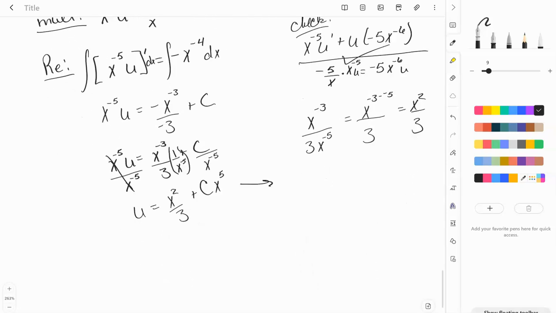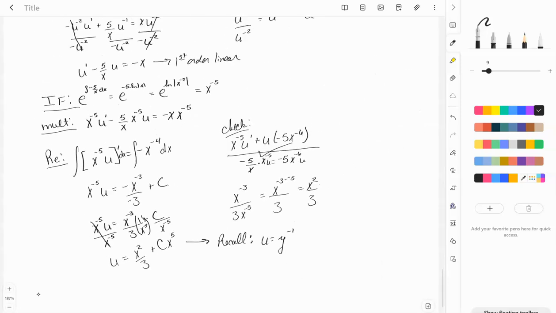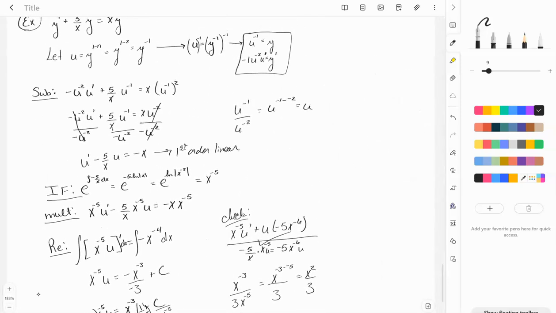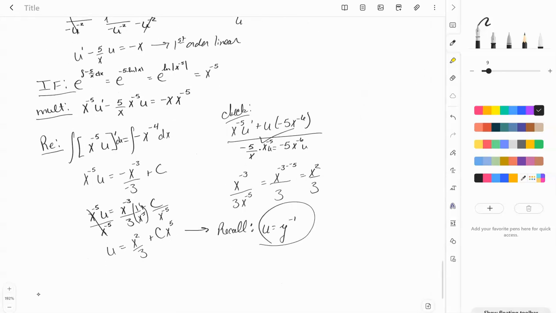And then our last step, let's remember that in the beginning we said u was equal to y to the negative 1, right? Going all the way back up here. So we're going to make that substitution here. So y to the negative 1 equals x squared over 3 plus c x to the 5th. So there's our final answer.